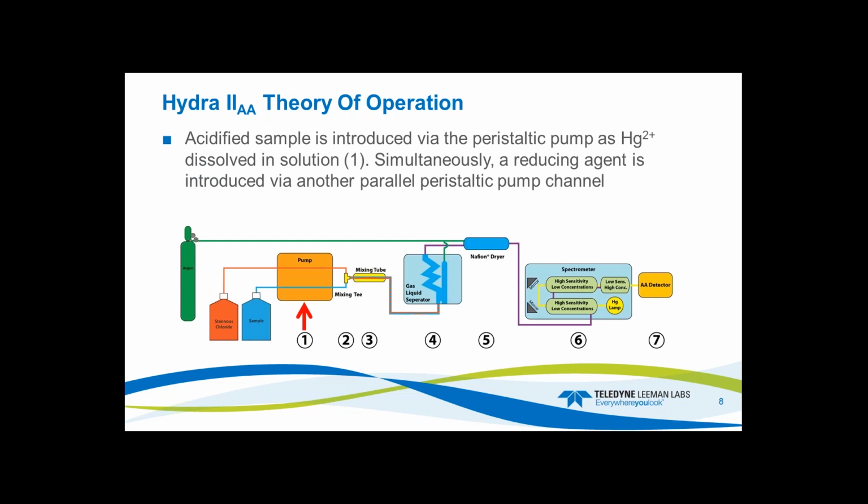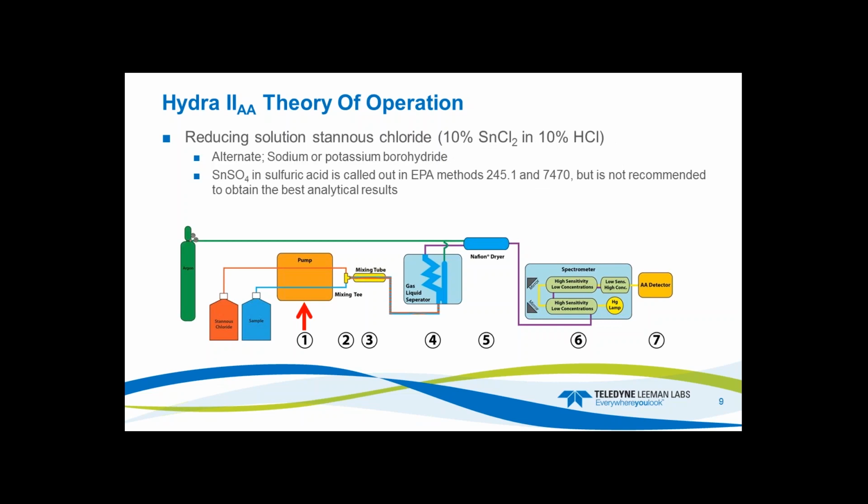Theory of operation. An acidified sample with mercury in the +2 state, so it's post-digest, is introduced by a peristaltic pump, and a reducing agent is introduced in parallel at the same time that the sample comes in. The reducing agent typically is 10% stannous and 10% hydrochloric acid. As I said, alternately you can use sodium or potassium borohydride.